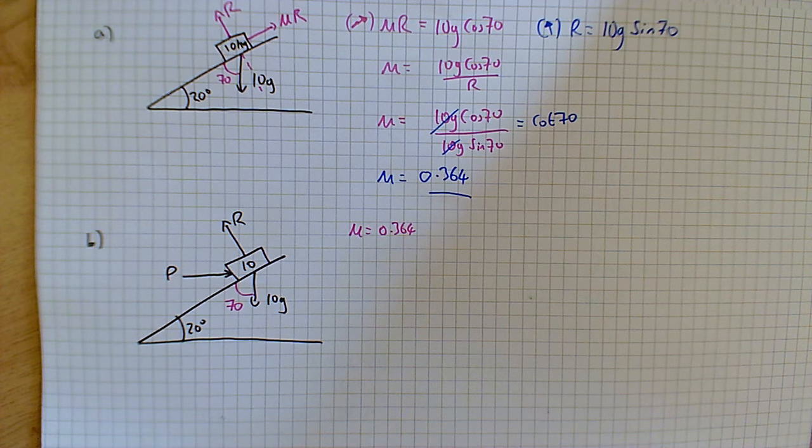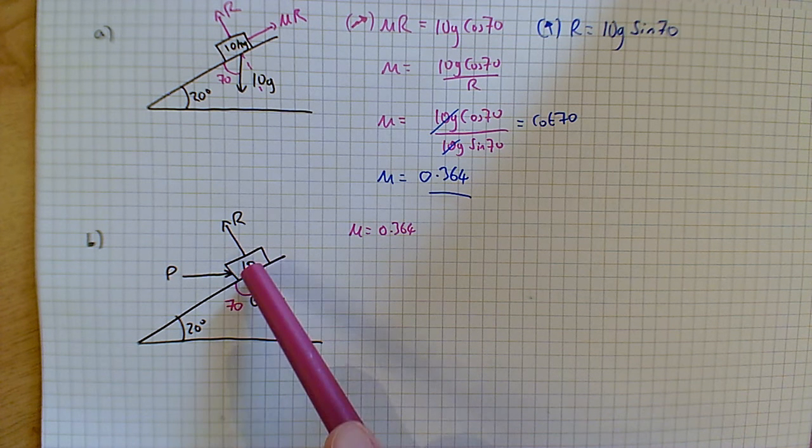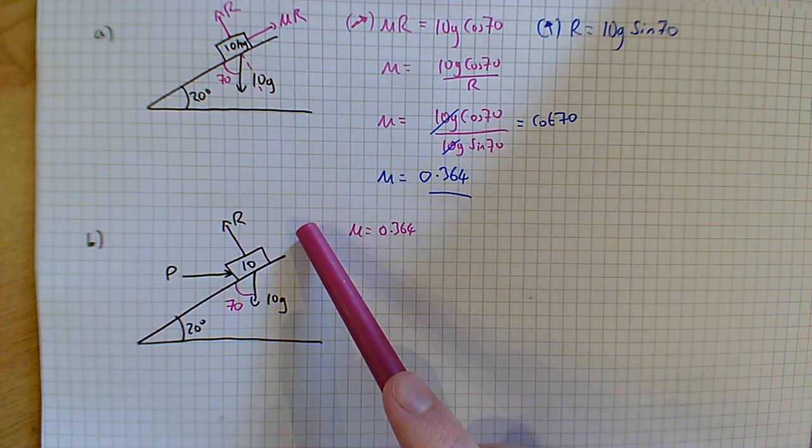What is going to change, though, is actually the direction of friction. Think about this. We're trying to maximise P. So P will be at its maximum when this is on the edge of moving up the slope.